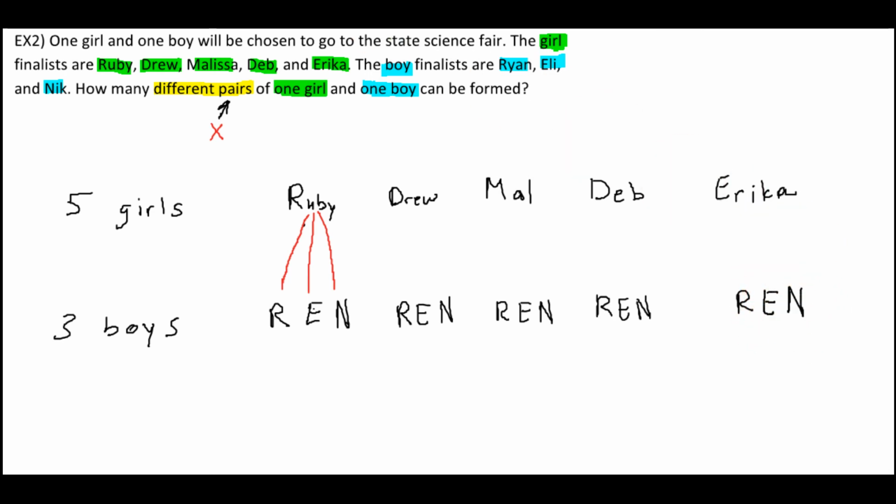And I'm going to combine all of these students together. I'm going to pair them up. So Drew with Ryan, Eli, or Nick. The same for Mal. The same for Deb. And the same for Erica.